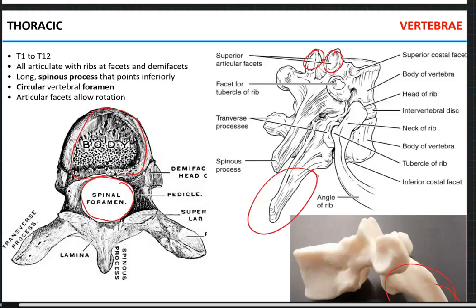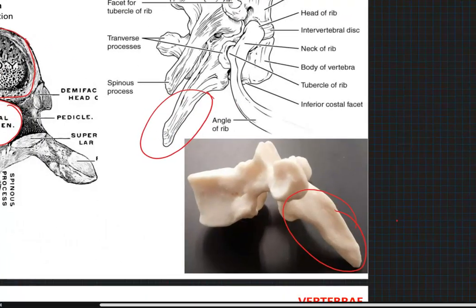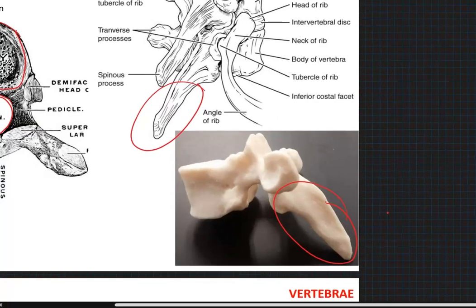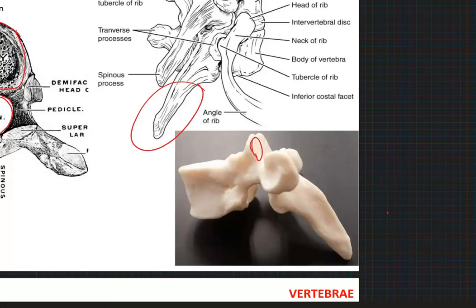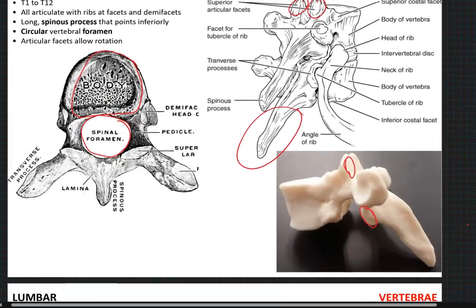So in this photograph, which I took myself, this is the superior articular process, and these are the inferior articular processes. If you put one thoracic vertebra on top of another, they can move, they can rotate. This is why you can turn your trunk left and right, because they can rotate. Okay? These processes do not block each other.